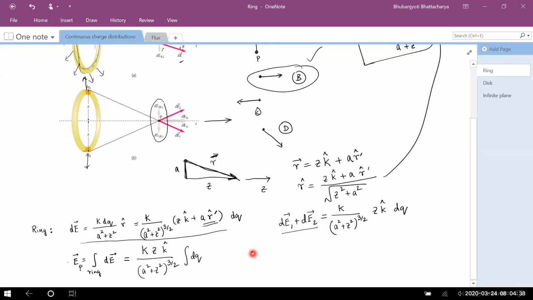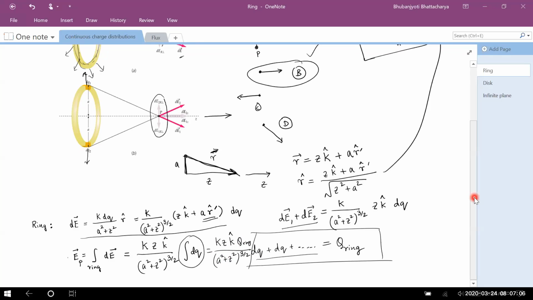When I integrate over dq, that's just the net charge. If you add dq a bunch of times, integrating is the same thing as adding. So I'm basically adding dq a bunch of times until I have the full ring. What I'm really doing is finding the net charge on the ring. And so the final answer for the ring's electric field anywhere on its axis looks like k z k hat times q ring divided by a squared plus z squared raised to the 3/2. Okay, so we know the electric field at an axial point of a ring, and that it always points away from the ring.